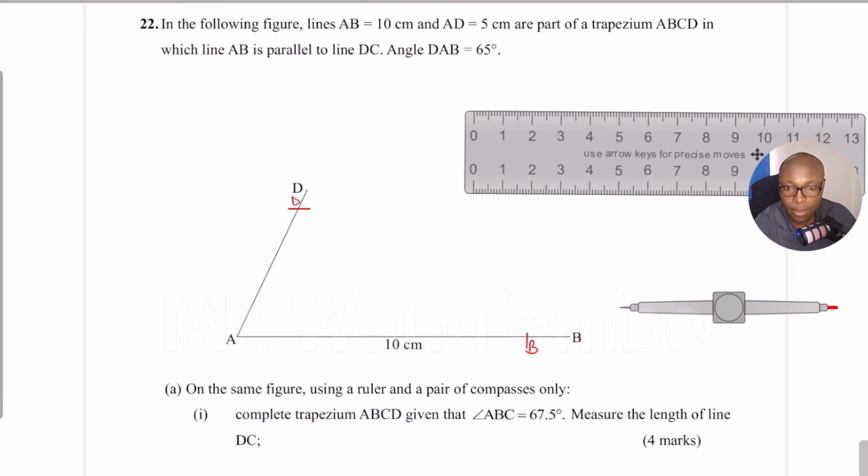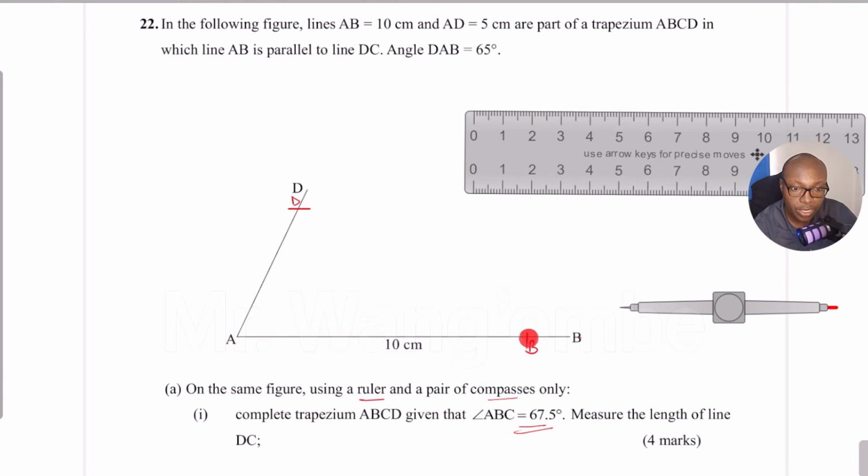Part A, on the same figure, using a ruler and a pair of compasses only, you're supposed to ensure that you follow this instruction. Use a ruler and a pair of compasses only. Those are the two you can see there. I'm going to use these two. Complete trapezium ABCD, given that angle ABC is 67.5 degrees. Measure the length of line DC. So the main thing here is constructing this angle ABC, and that angle will be constructed here at B.